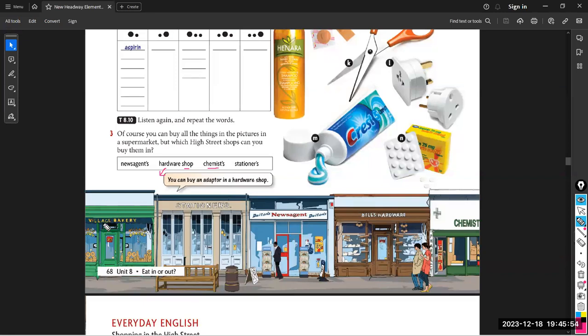Okay? So if you want to take a look at this picture here, we have bakery. Do you know the meaning of bakery? Exactly. This is stationers. News agent. We notice that at the news agent, we can see the magazines and newspapers outside. Here we have Bell's Hardware, and the hardware place is to buy some tools and equipments. Finally, this is the chemist.